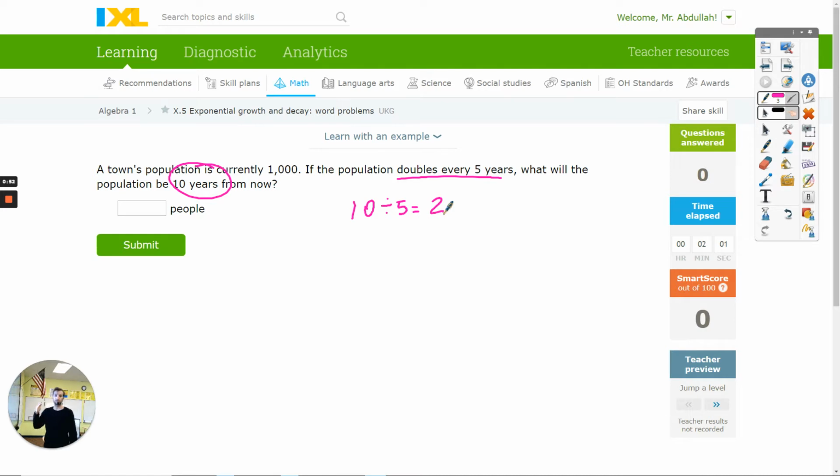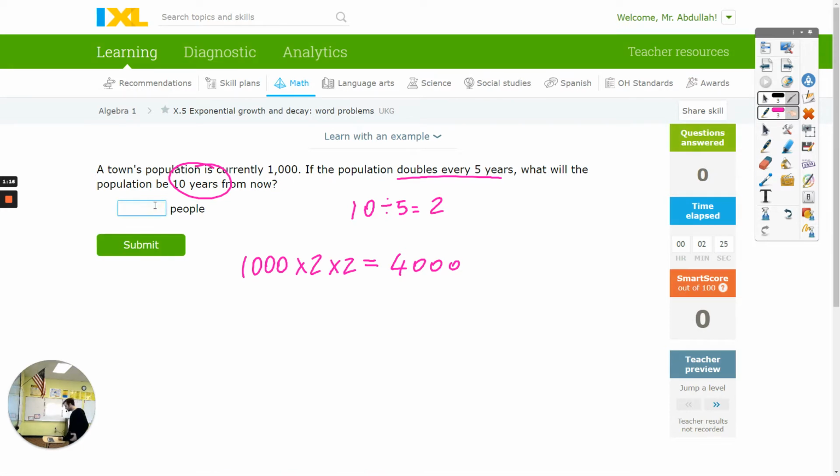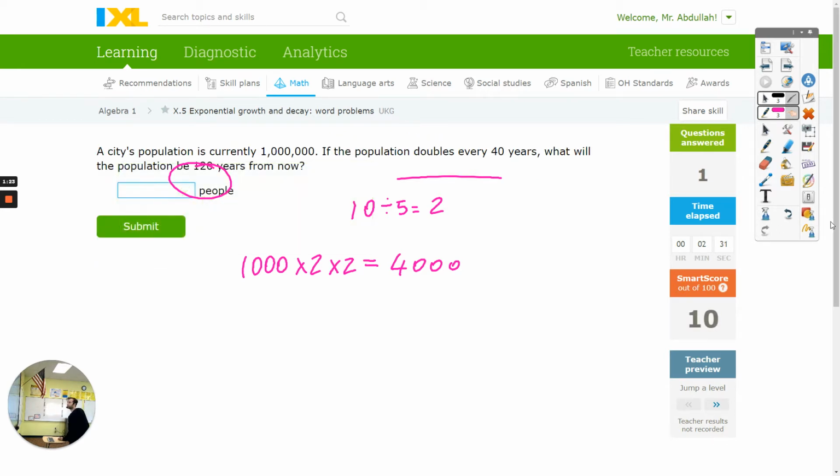So it will double 2 times. Currently we are at 1,000, right? So the current number is 1,000. It'll double once and then one more time. So once we get that, it is 4,000. So the answer to this question would be 4,000 people in 10 years, because it will be doubled twice by then. So let's move on to the next question.